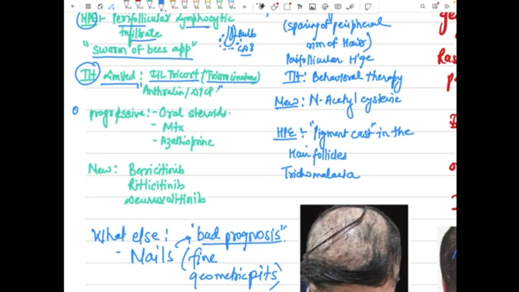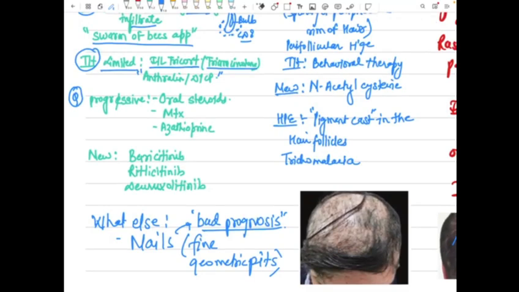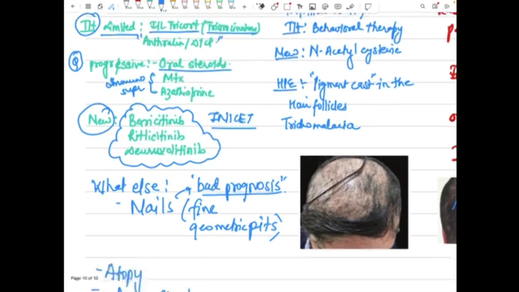But there was this question: if it is progressive, what do you do? If it is progressive, meaning the patient is having newer patches which are not controlled by topical treatment alone, you add oral steroids, and immunosuppressant medications are also given. These are the new drugs. If you want to target INICET, these can be asked: baricitinib, ritlecitinib, and deuruxolitinib. These are FDA approved newer treatments for alopecia areata.